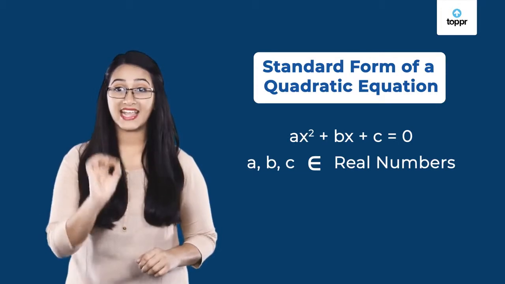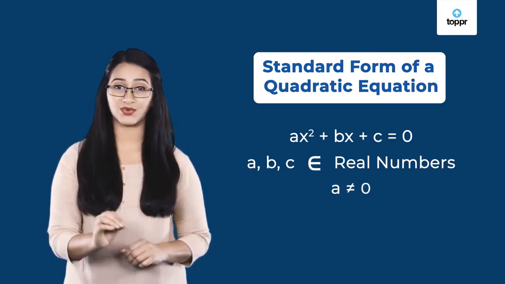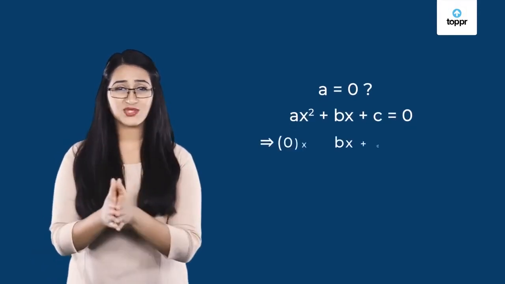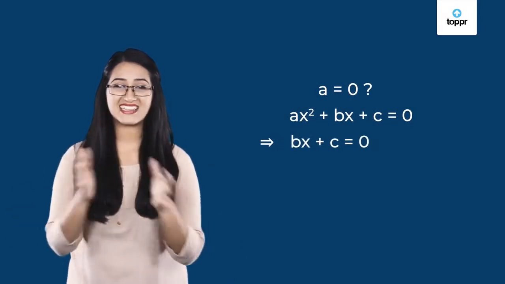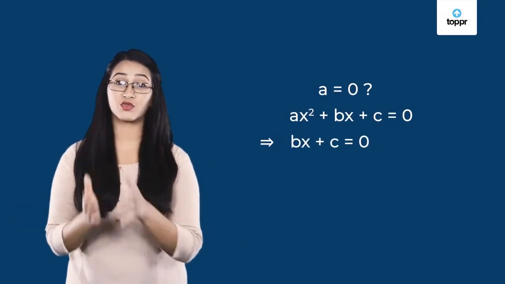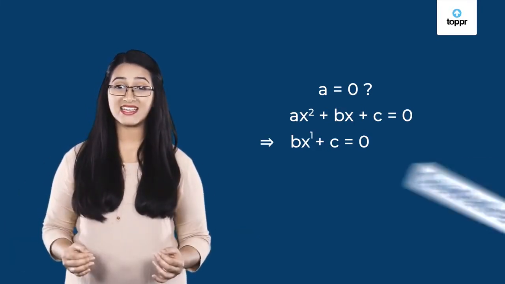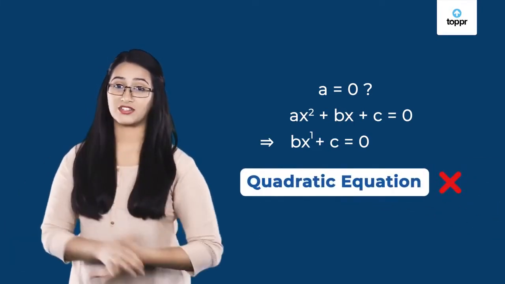But where a is not 0. But why can't a be 0? Because if a is equal to 0, the x squared term would vanish and the degree of the equation would become 1. So it would no longer be a quadratic equation.